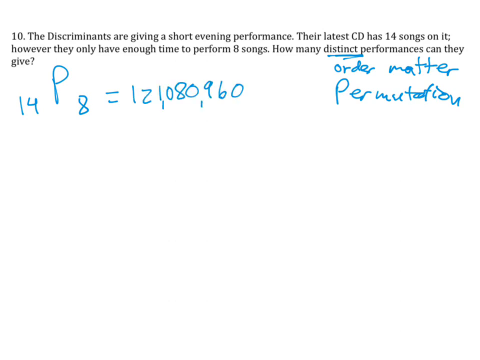Alright, let's have you check. It's looking like 121,080,960 different unique performances you can do out of 8 songs out of 14 possible. That's a lot of different performances, but that's fine. There's a lot of ways you can rearrange numbers, and this is kind of an example of that.